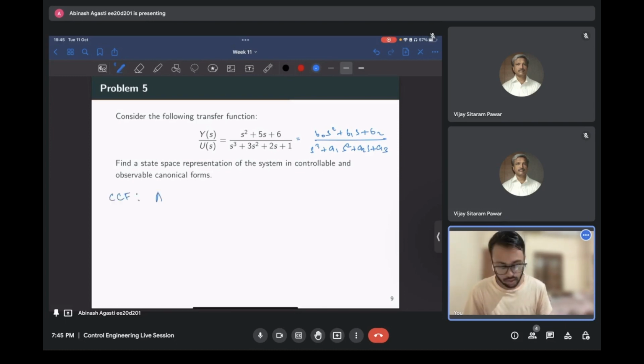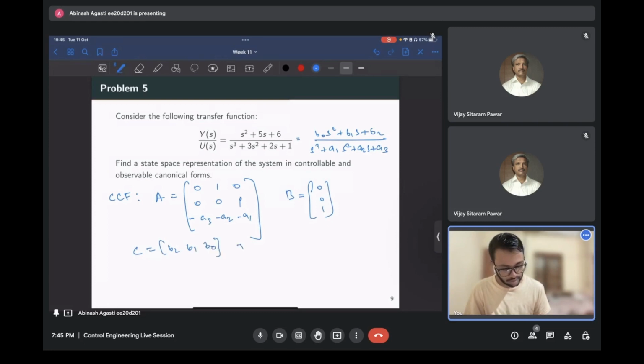Then we have the CCF form: 0, 1, 0, 0, 0, 1. Then for the last row, we'll have minus A3, minus A2, minus A1, and B is 0, 0, 1. C is B2, B1, B0, and D is 0. So for this example, B is fixed, no issues there.